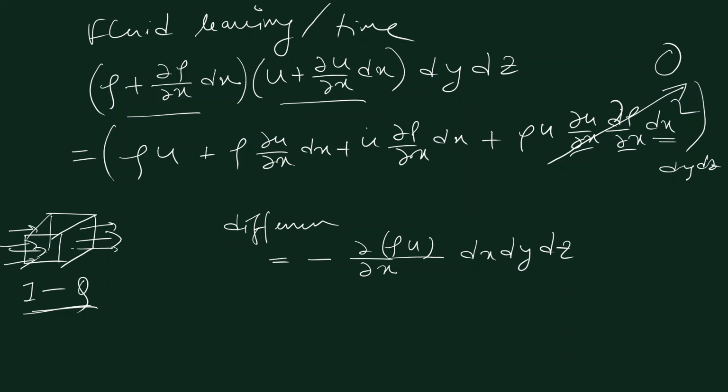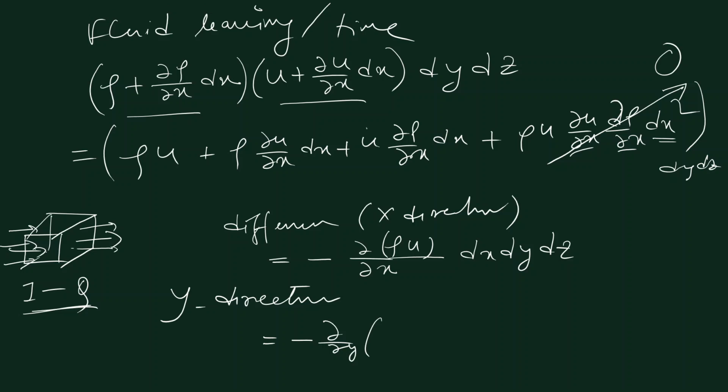Now the same thing can be found for y and z directions as well. So in y direction, the difference between inflow and outflow will be minus del y of rho into v, where v is the velocity in y direction, into dx dy dz, and in z direction it will be given as minus del z of rho w dx dy dz.